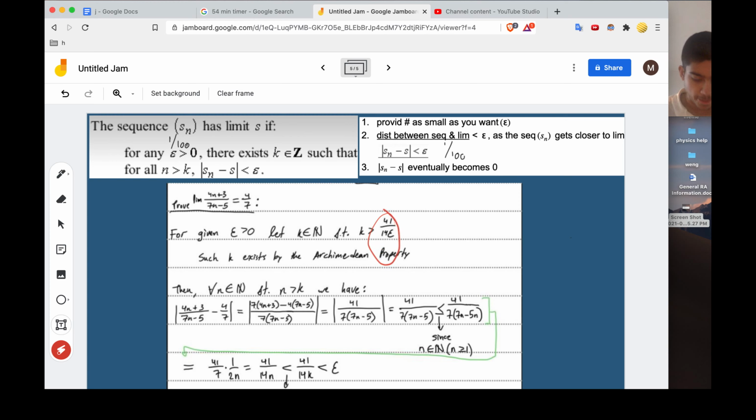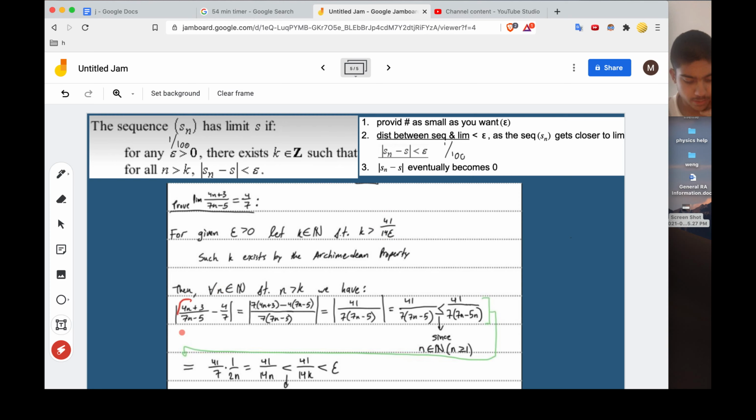Just leave it blank. And you know that there's a k that exists, bigger than this. Why? Because of the Archimedean property. What is that? It just means that you can find any number, a very big number. Eventually you can find any big number. This is k. So we're going to say there's a natural number n so that n is bigger than k.